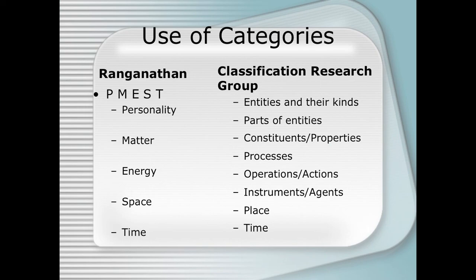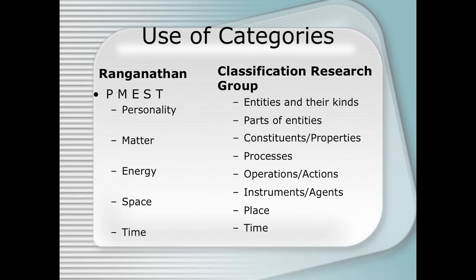Secondly, the parts of entities. So within biology, things like the bodily organs, or within mechanical engineering, machine parts, or within religious studies, various religious sects. Number three, constituents or properties of those entities or parts. So things like matter, material, size.